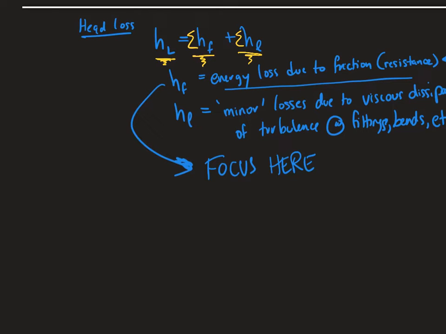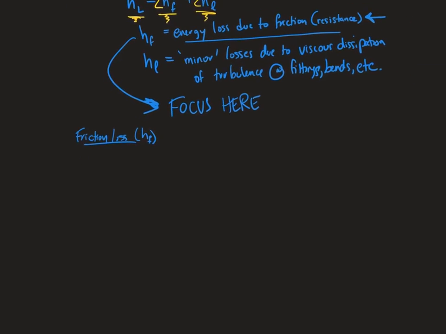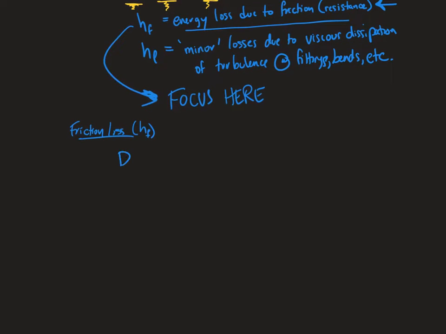Okay, so what we're going to do here is think specifically about this friction loss. Okay, friction loss, and that of course is H sub F. And there's an equation for this, and this is called the Darcy-Weisbach equation, okay? And we're going to use this whether it's laminar or turbulent, okay? And then we're going to split this out, and so it's going to be HF equals F L over D times V squared over 2G.